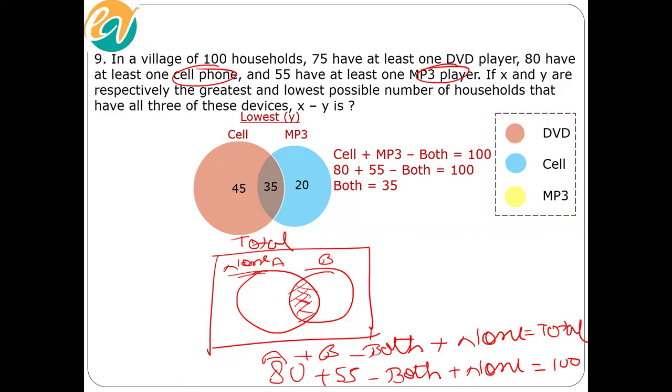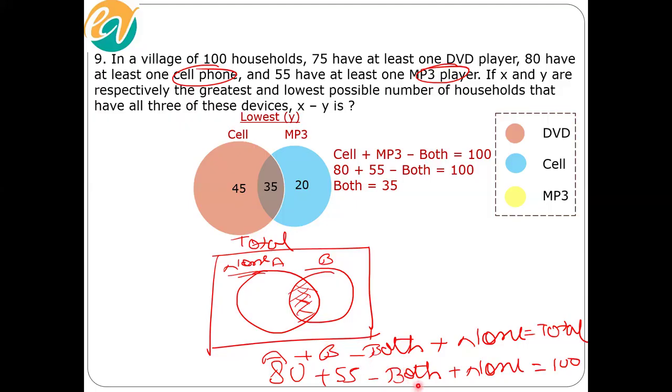All right. Now, what do we have to find out? The intent is to minimize both. Do you agree? Because we have to find out the lowest possible households that have all the gadgets. So the intent is to minimize both. In other words, the overlap should be the least. Are you guys with me?